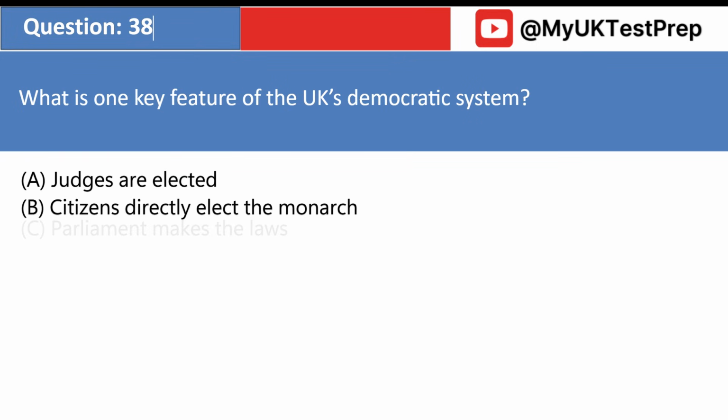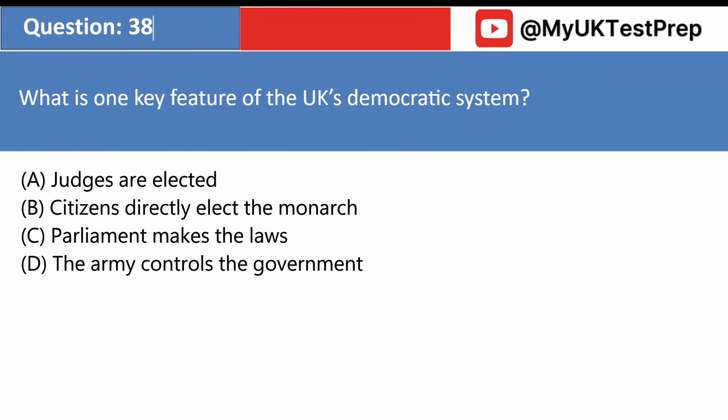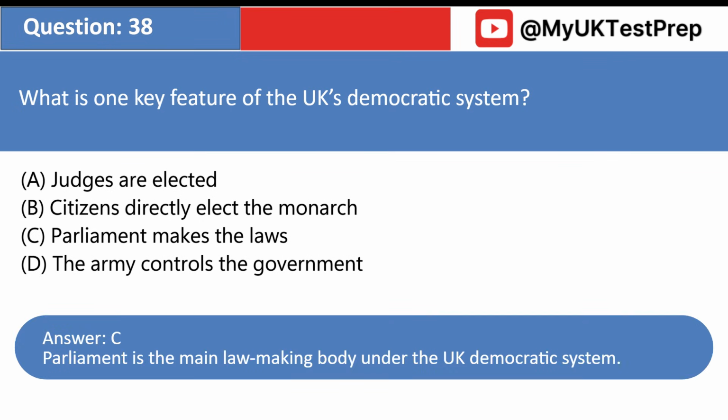What is one key feature of the UK's democratic system? A. Judges are elected. B. Citizens directly elect the monarch. C. Parliament makes the laws. D. The army controls the government. Answer, C. Parliament is the main lawmaking body under the UK democratic system.